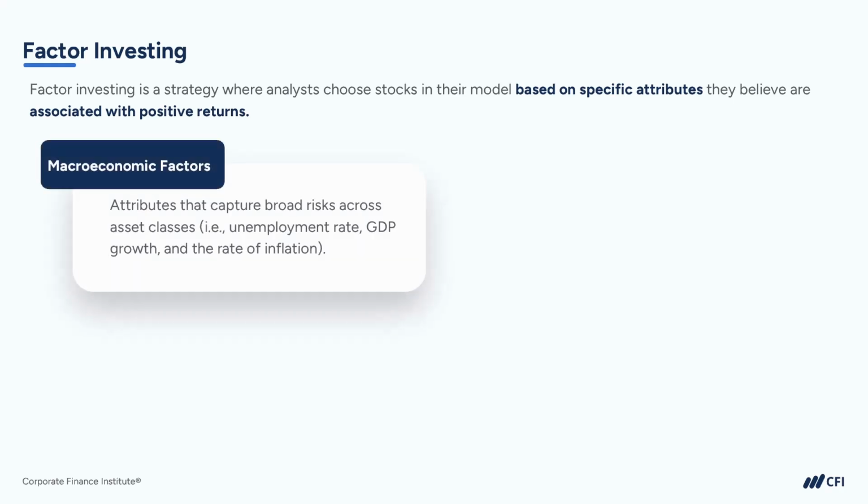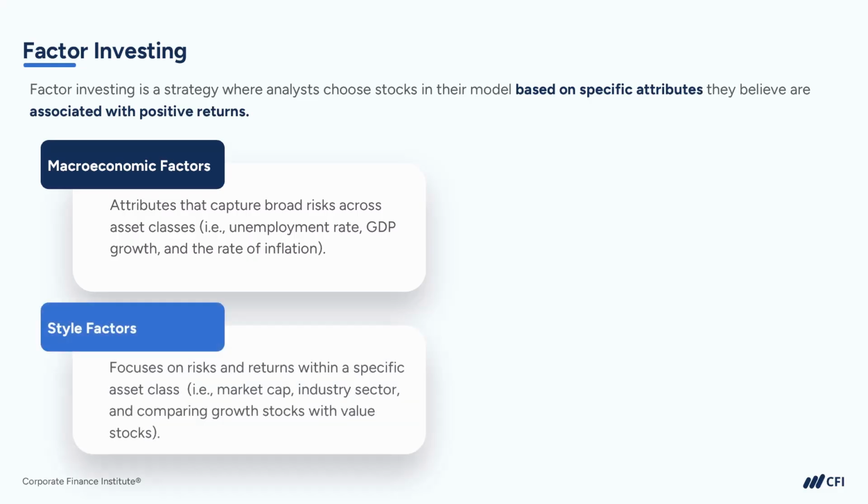Macroeconomic factors are attributes that capture broad risks across asset classes, like the unemployment rate, GDP growth, and the rate of inflation. You may remember some of these concepts from our previous FPWM course on economics. Style factors focus on the risks and returns within a specific asset class, like market cap, industry sector, and comparing growth stocks with value stocks.